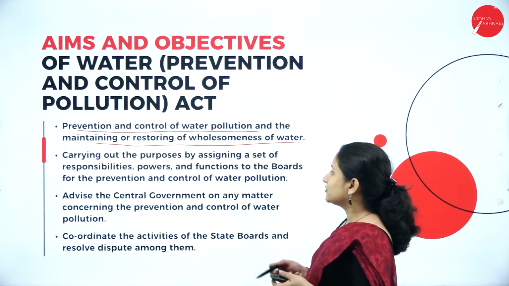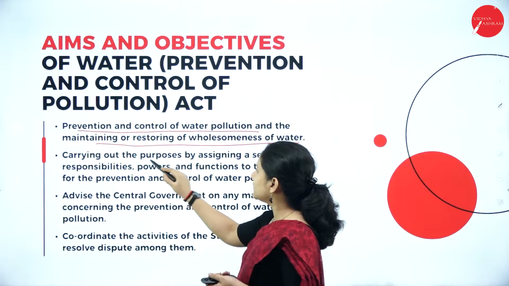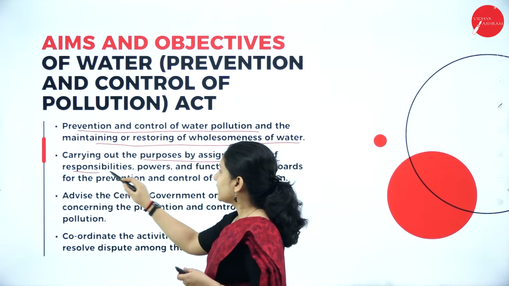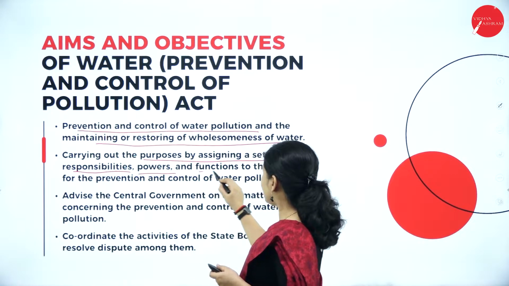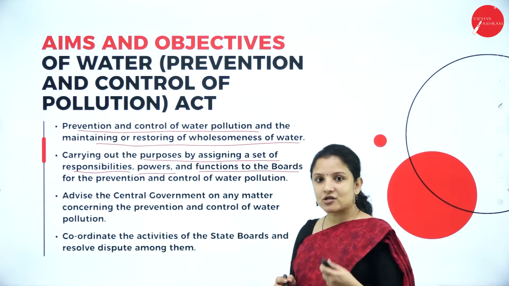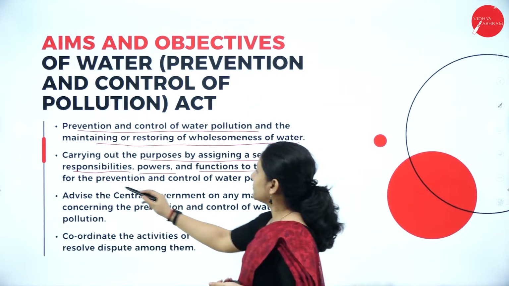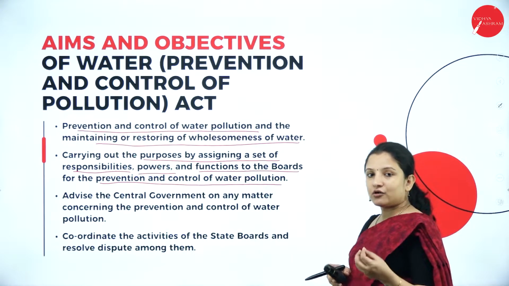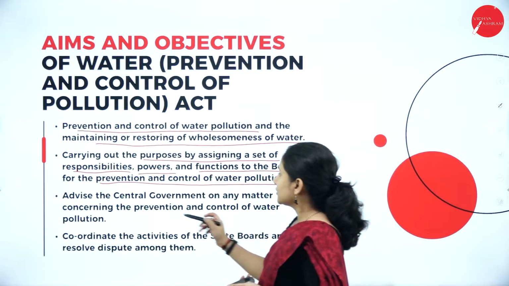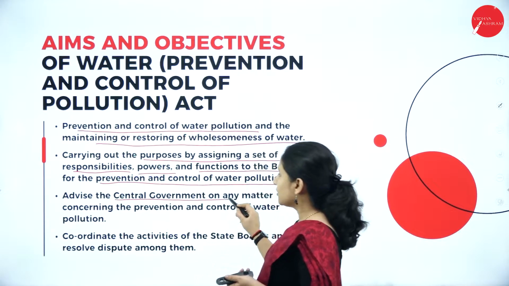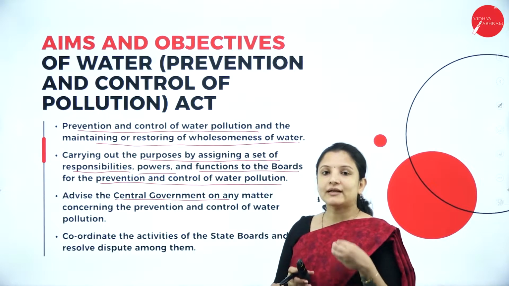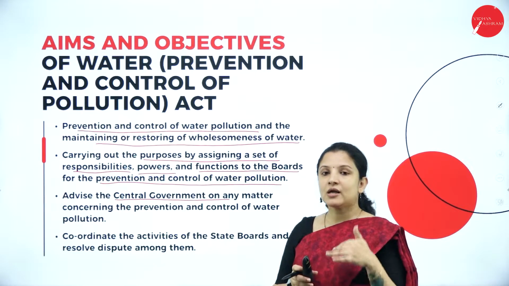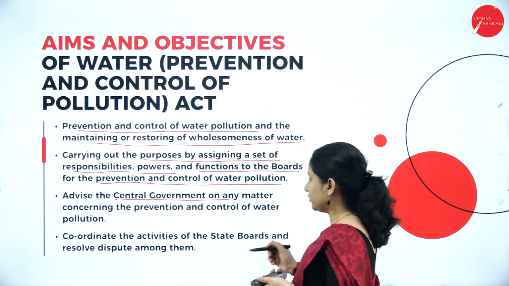This act also carries out the purpose of assigning a set of responsibilities. They assign powers and functions to the central and the state boards for the prevention and control of water pollution. And they also provide advice to the central government on any matter that is related to or concerned with water pollution and the prevention of water pollution.